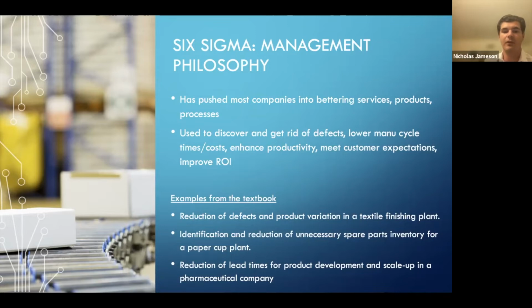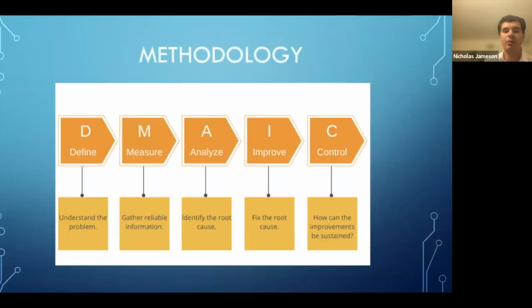An example of a result produced by using the Six Sigma approach is the reduction of defects and product variation in a textile finishing plant. Well, how exactly are these results produced, one might ask? This is through the simple problem-solving methodology called DMAIC, which stands for define, measure, analyze, improve, and control. Typically, the application of Six Sigma uses cross-functional teams, more or less on a consulting project basis.